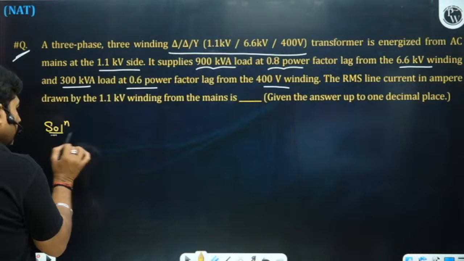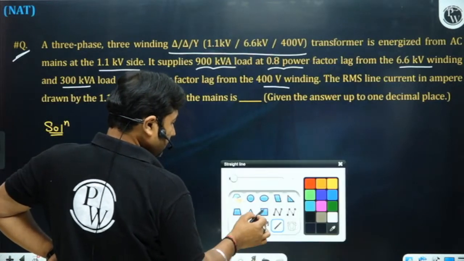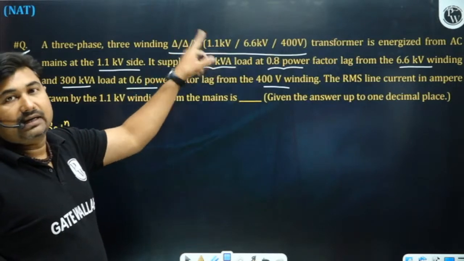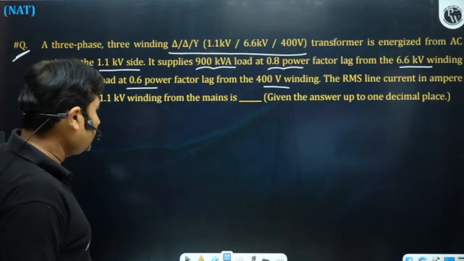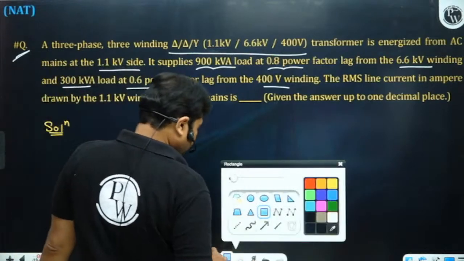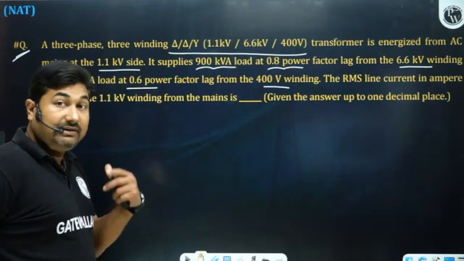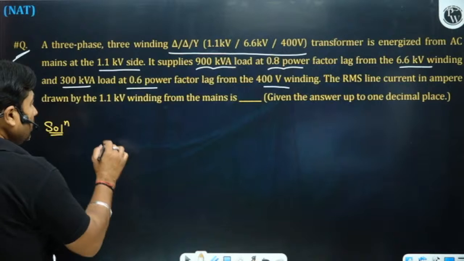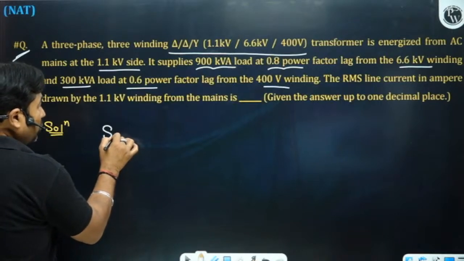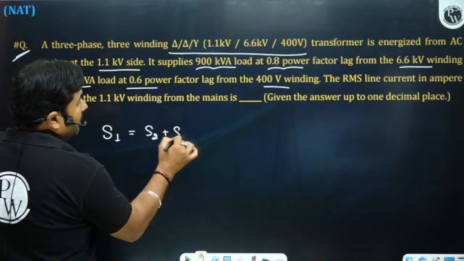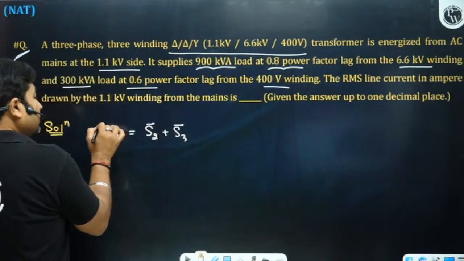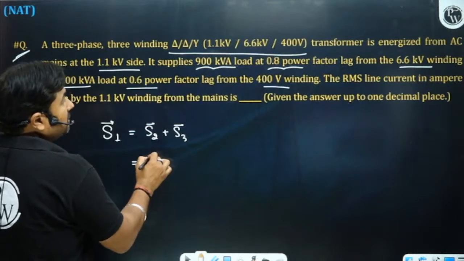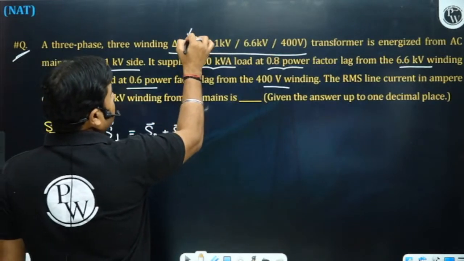Please observe here. We have a delta star connection. Yes sir. So we have three winding transformers, and they are connected in delta and star. The total load supplied from the source is equal to the total load demanded by the loads. Let the loads be secondary and tertiary, and the input kVA from the source is S1. So what is the load supplied by the secondary? I am treating this as the secondary.